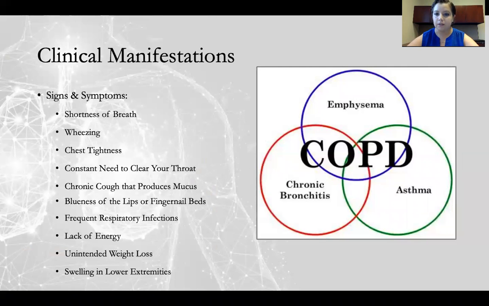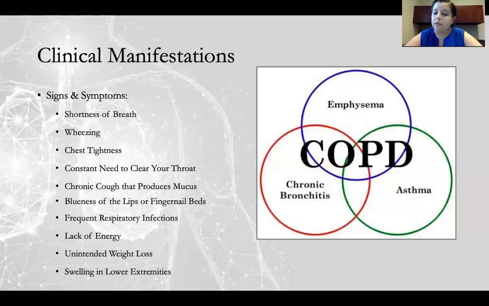So clinical manifestations. Here is just like what I explained earlier, that COPD is made up of different diseases. Here's the chronic bronchitis, emphysema, and then there's also asthma. And so it's just this collaboration of this difficulty to breathe. So you would experience shortness of breath, wheezing, needing to clear your throat constantly, and chest tightness, and then this just prolonged chronic cough that you'll produce mucus with.